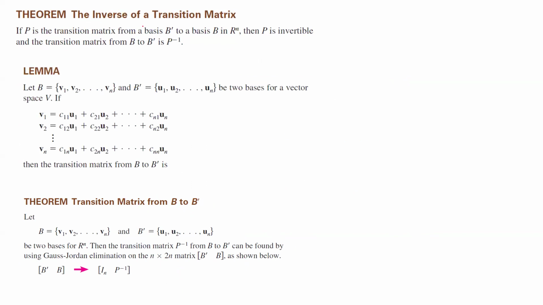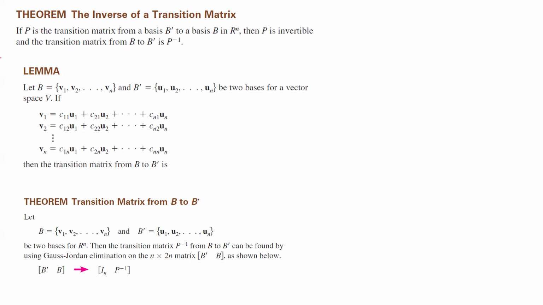Theorem: the inverse of a transition matrix. If P is the transition matrix from a basis B prime to basis B in n space, then P is invertible, and the transition matrix from B to B prime is the inverse of P. The sketch of the proof is going to be very easy for you, so I'll leave it to you to prove this.